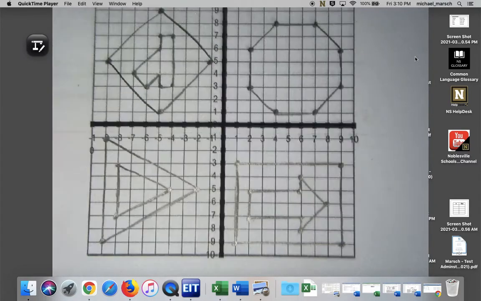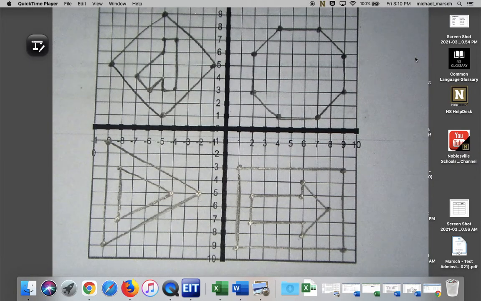And so then we have our 4 road signs. They've all been transformed into different quadrants. We're going to stop right there.